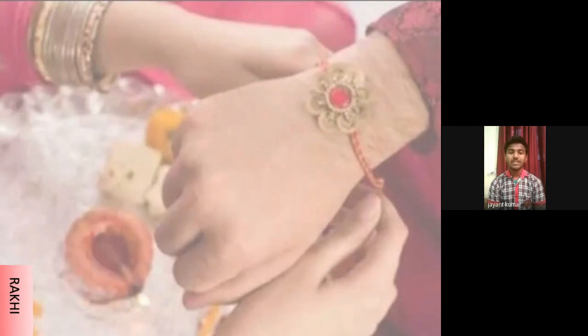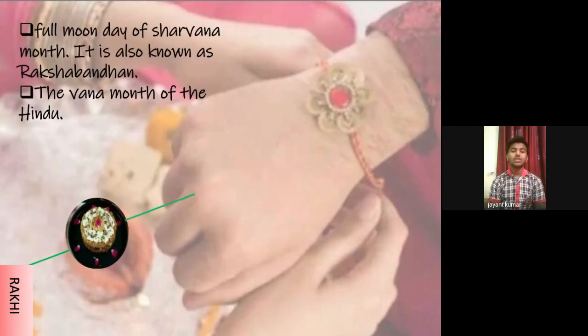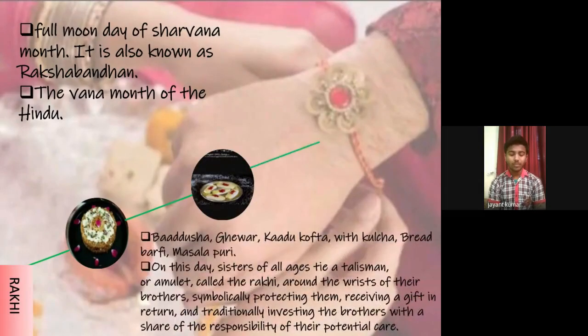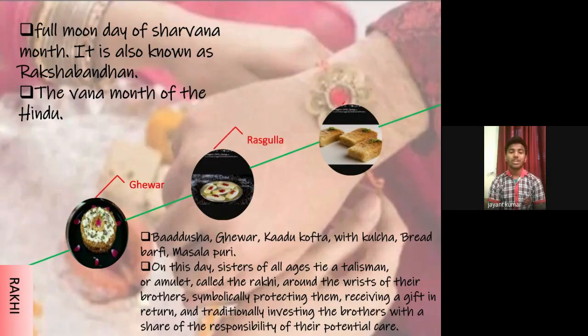Rakshabandhan. Rakshabandhan is one of the famous festivals of Hindus. It is also called the Rakhi festival. According to the Hindu calendar, it falls on the full moon day of the month of Shravan. Rakshabandhan means the bond of protection. On this day, a brother promises to protect his sister from harm.